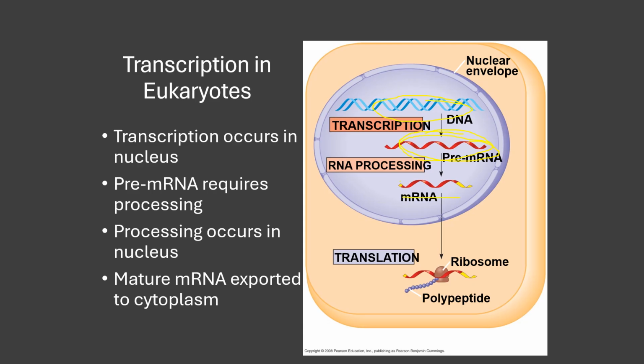It also gains a cap on one side. That's an arrow. And a tail on the other side. So as it's processed, it becomes shorter, it gains a cap and a tail, and then it's exported out of the nucleus where a ribosome can bind to it and begin translation.